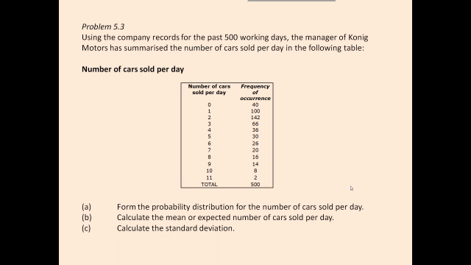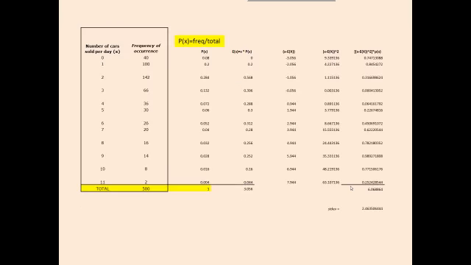So we've got this historical data, we've turned it into a frequency distribution, and what we want to do now is have a look at it in terms of a probability distribution, and then once we've got the probability distribution, we can think about its characteristics. So that means finding the mean, or what we call an expected number, of the probability distribution, as well as the standard deviation. Okay, so how do we do this?